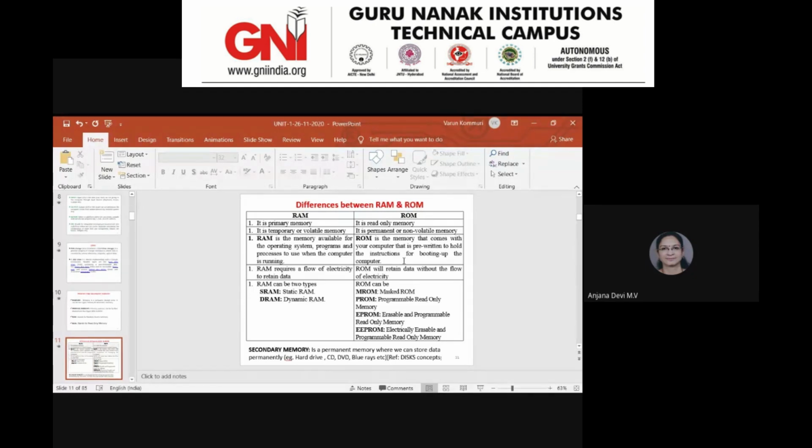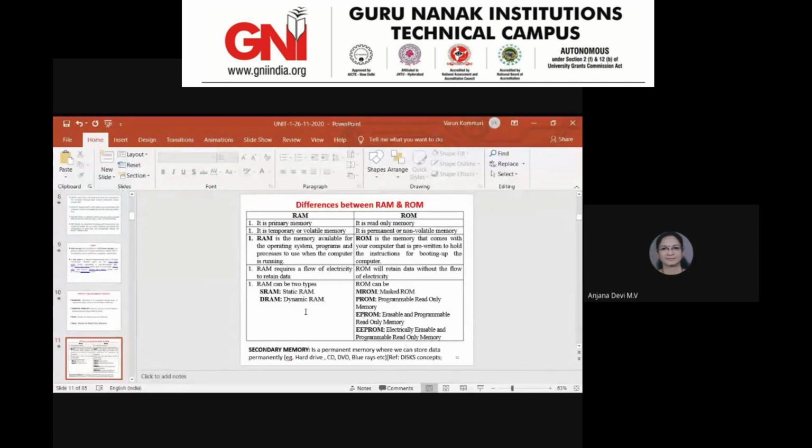Now coming to the next one, how many types of RAM are there? Two types: static RAM and dynamic RAM. Then in case of ROM, how many types are there? Four types: MROM, PROM, EPROM, and EEPROM. MROM means masked ROM, PROM means programmable read-only memory, EPROM means erasable and programmable read-only memory, EEPROM means electrically erasable and programmable read-only memory.